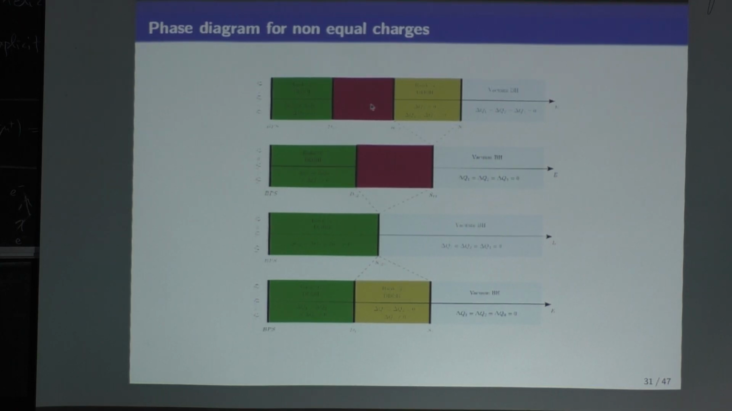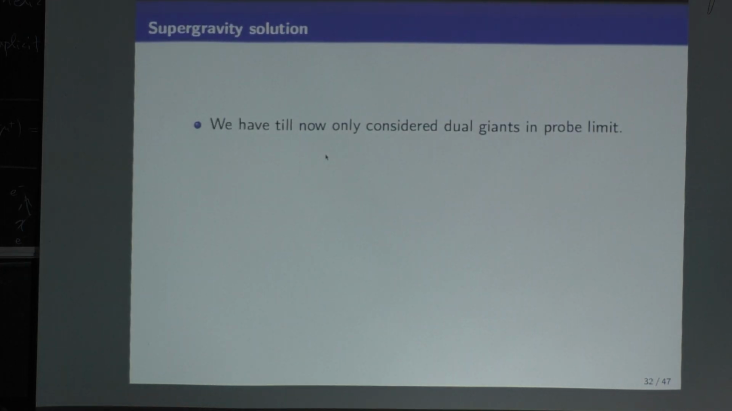As you further decrease the energy, one more chemical potential becomes 1. So now you need 2 dual giant gravitons. And as you further decrease the energy, 3 chemical potentials become greater than 1. So you need 3 dual giant gravitons. And then similarly, you can have situations where you have 2 unequal charges and so on. Okay. So till now we just considered dual giants in the probe limit.